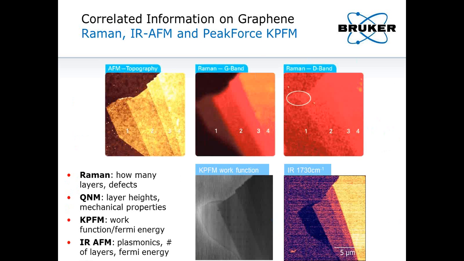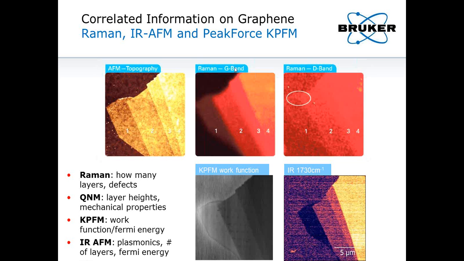Now here I'll show you one image on graphene, and this graphene sample has several layers, as you can see on the topography. It has one that's a single layer, and 2 layers, 3 layers, 4 layers there, and the step height there is 3 angstroms.